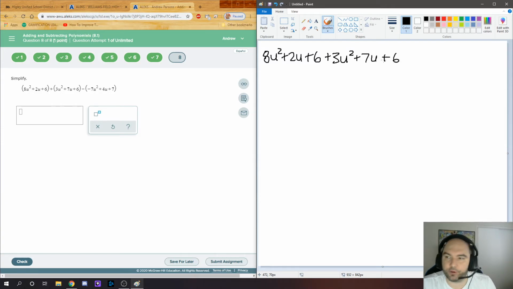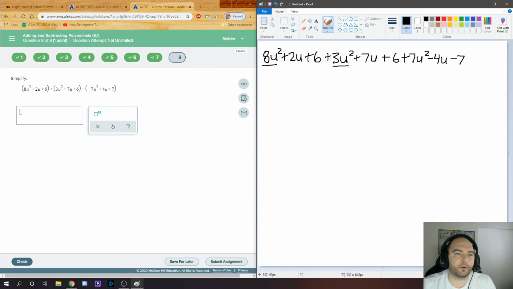Notice I'm not writing the parentheses, right? But on the third one, I am going to take the parentheses off, but the cost is, and this is where the minus comes in, if there's a minus sign, you actually need to distribute it into the parentheses, and effectively it changes all the signs to be the difference of whatever they were. So 7u squared is now positive, 4u is now negative, and plus 7 becomes minus 7.